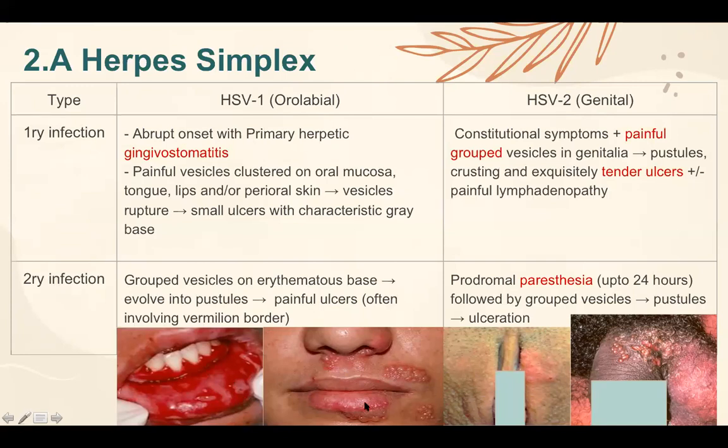HSV type 2 starts with constitutional symptoms like fever and fatigue. And then they develop painful grouped vesicles in the genital area, which eventually result in tender, very painful ulcers and painful lymphadenopathy. However, in the secondary infection, there is a characteristic prodrome of paresthesia up to 24 hours before the grouped vesicles and the ulcers appear.